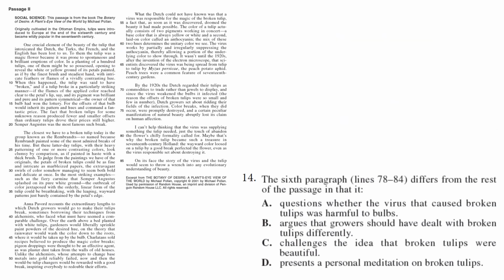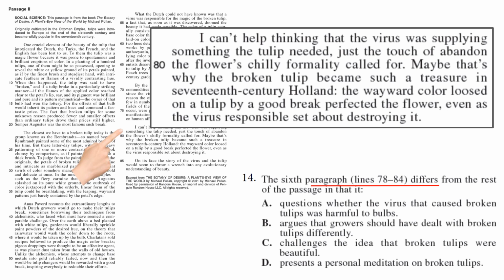The sixth paragraph, lines 78 to 84, differs from the rest of the passage in that it does what? So this is where the author says, I can't help thinking the virus was supplying something the tulip needed. And he goes on to kind of philosophically state his opinion. So does he question whether the virus that caused broken tulips was harmful? Nope, doesn't question that. He is just sharing his thoughts.